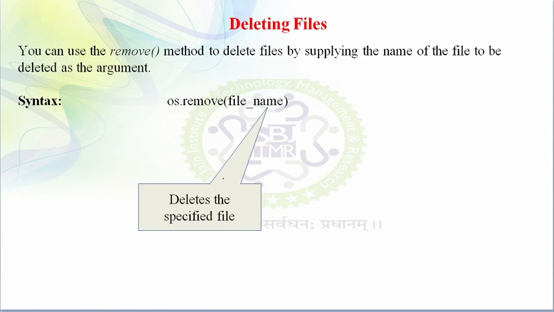The next thing is deleting the files. You can use the remove method to delete the file by supplying the name of the file to be deleted as the argument. So whatever file you want to delete, you will specify it in the double quotes. Again, for this purpose, you have to first import the operating system, and after that you can use the os.remove function, and in the braces you have to provide the file name that you wish to delete.